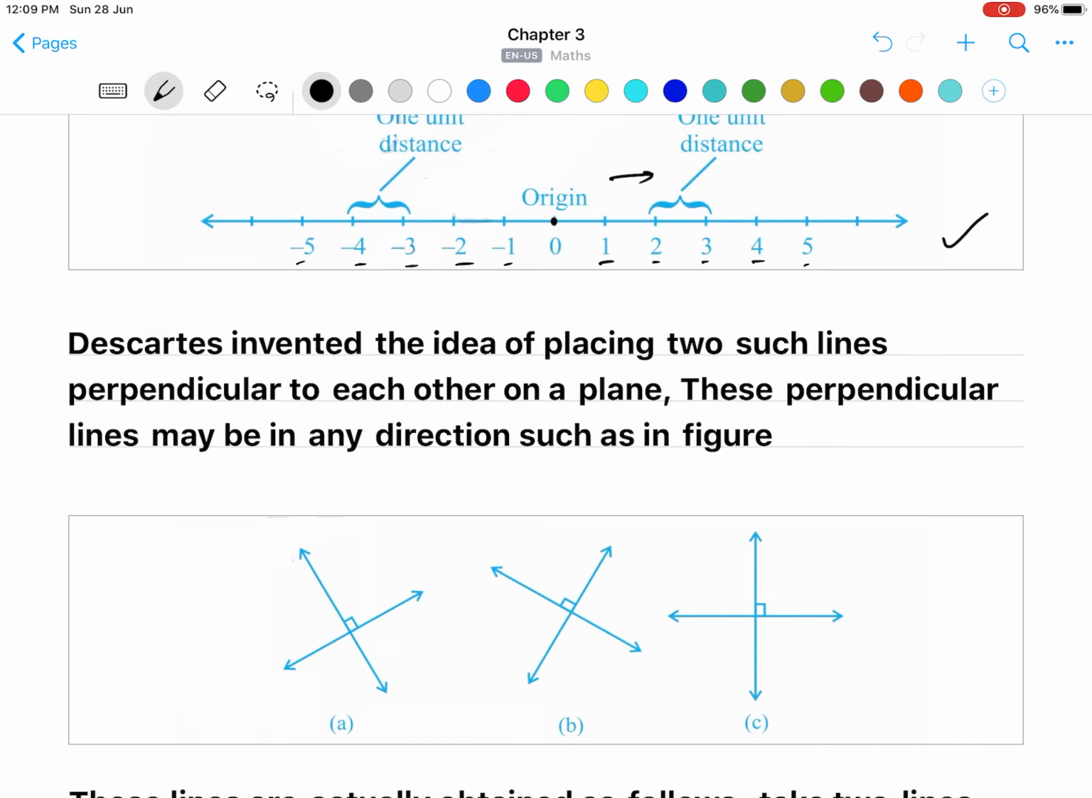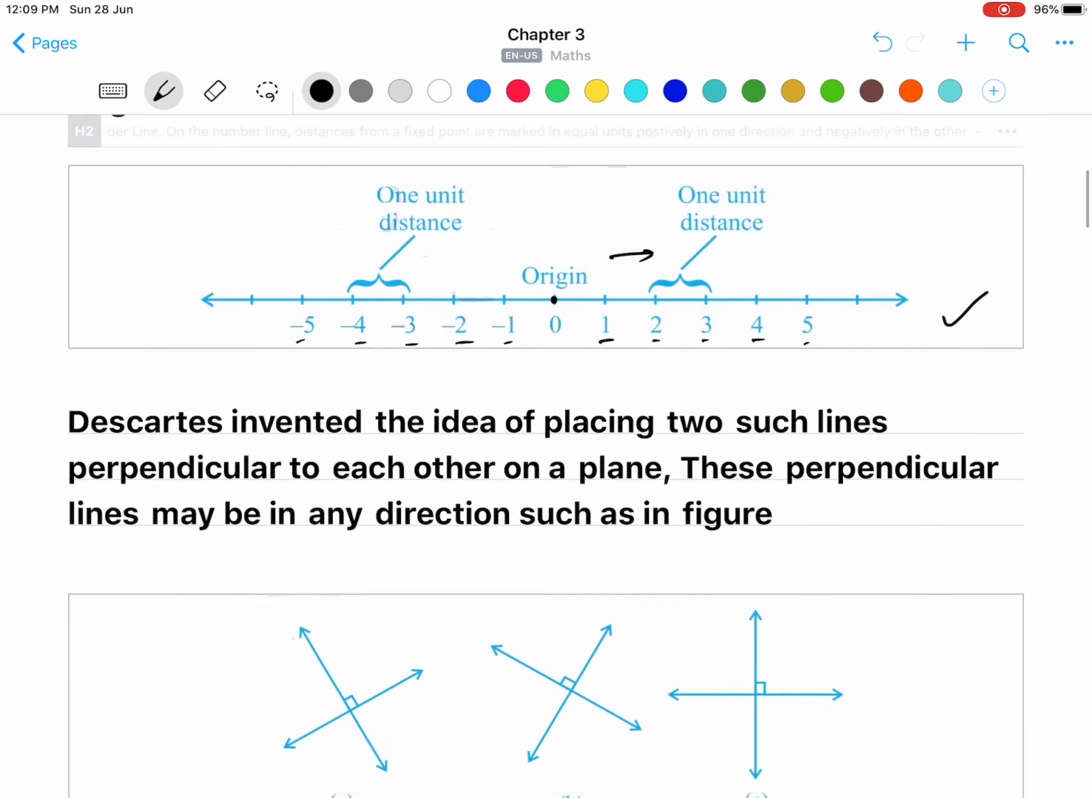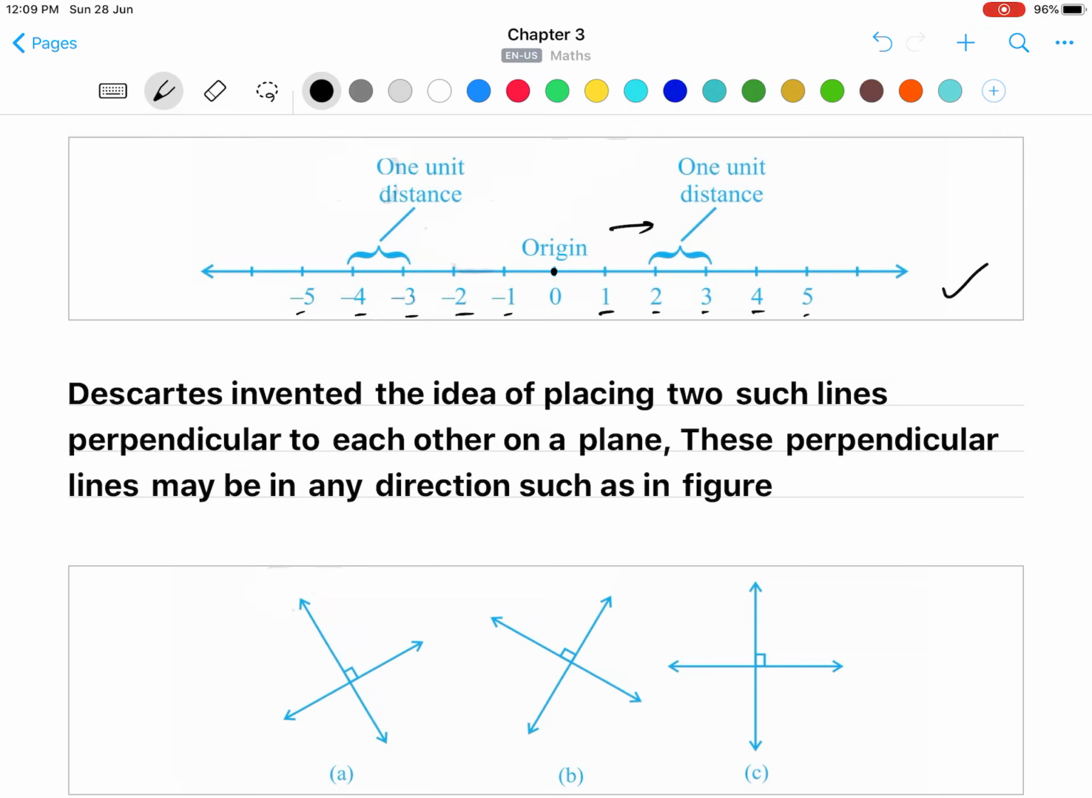Descartes invented the idea of placing two such lines. In the number line we have only a single line. What René Descartes did is, he invented the idea of placing two such lines perpendicular to each other. He has placed this line perpendicular. You can see the angle here is 90 degrees in all three cases. He invented the idea of placing two such lines perpendicular to each other on a plane.